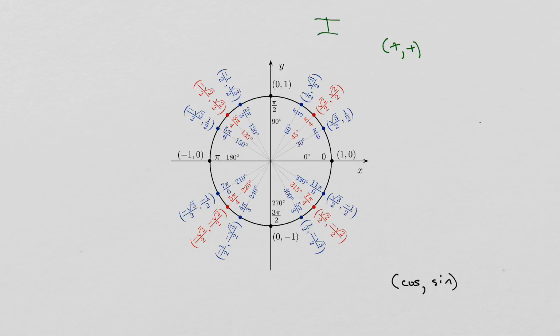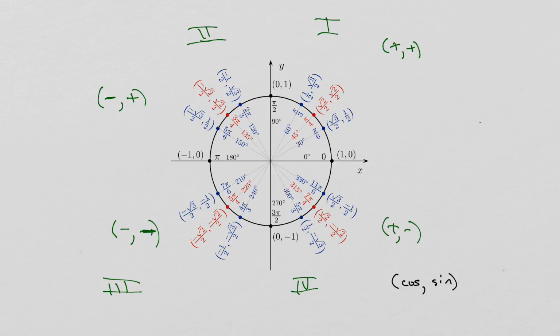Right? In quadrant 2 over here, the first half of that ordered pair is a negative number, the second half is a positive number. Down here in quadrant 3, the first number is negative, the second number is negative. And here in quadrant 4, the first number is positive and the second number is negative.